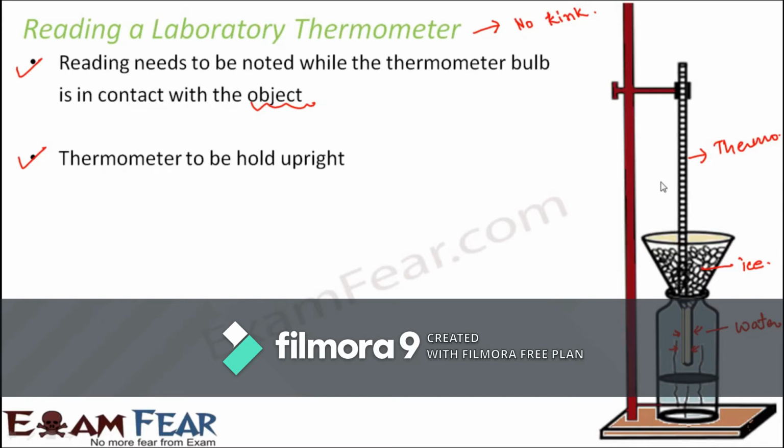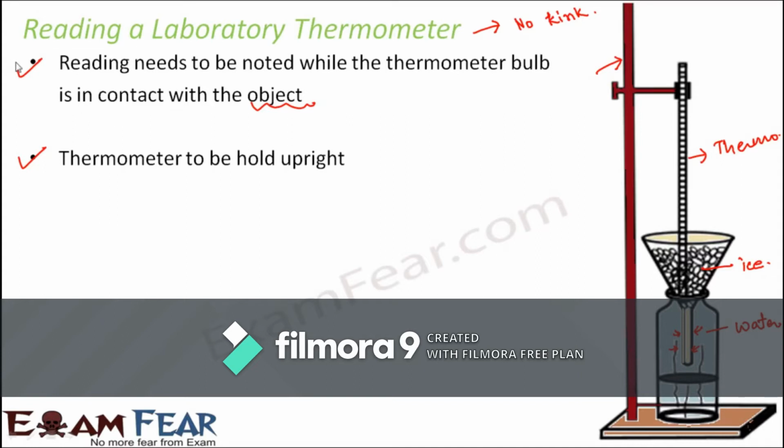And that's why you will see that in most laboratories, the thermometer is also provided with a clamp stand. As you can see here, you have a stand here. So nobody is going to disturb the orientation of the thermometer. Just fix the thermometer, put it inside the solution or the object whose temperature you want to see, and then immediately you note the temperature. So that's the best way to use a laboratory thermometer.